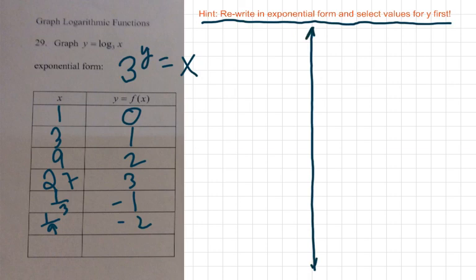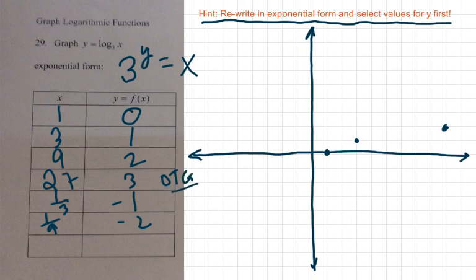We're going to make the scale on this graph by 1. So when x is 1, y is 0. That's that first point. When x is 3, y is 1. When x is 9, so 1, 2, 3, 4, 5, 6, 7, 8, 9, we get 2. This one is off the graph, OTG. So I can't plot that one on here.